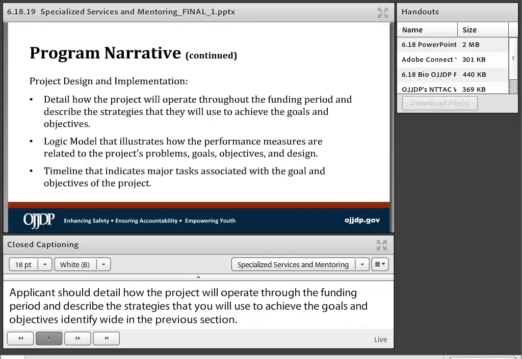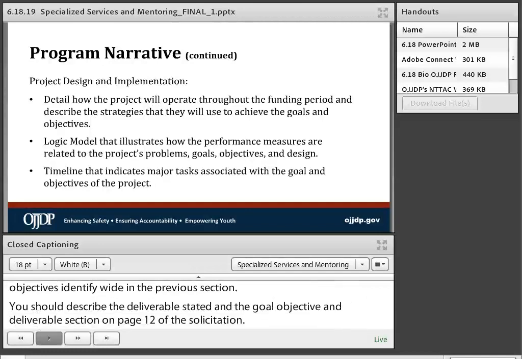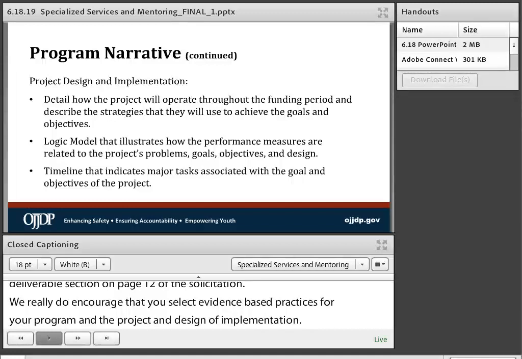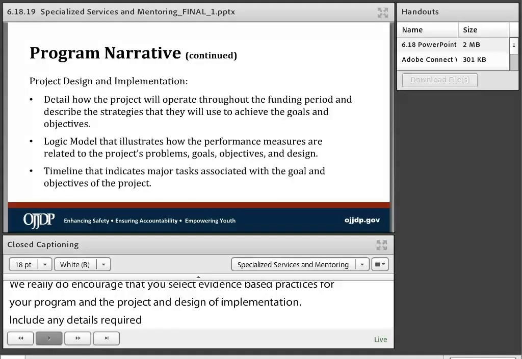And we really do encourage that you select evidence-based practices for your programs in the project design and implementation. And include any details regarding any leverage resources, if there will be any cash or in-kind from local sources to support the project, and discuss plans for sustainability beyond the grant period.